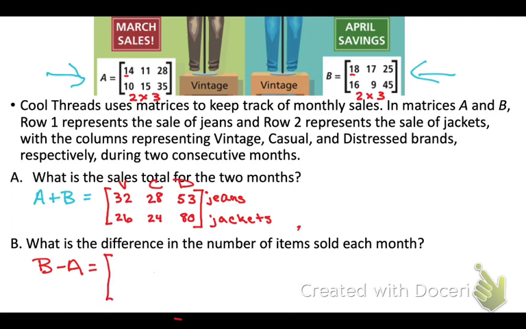Okay, so B minus A. What do you even subtract? The numbers. 18 minus 14. 17 minus 11. 25 minus 28. Okay, you had me confused. I didn't know if you were subtracting the other numbers. Well, that's why I have B minus A. I have some negative numbers. Yep. So if you get a negative number, what does that mean to your sales? They're negative sales. You didn't sell as many, huh? You didn't make as much.